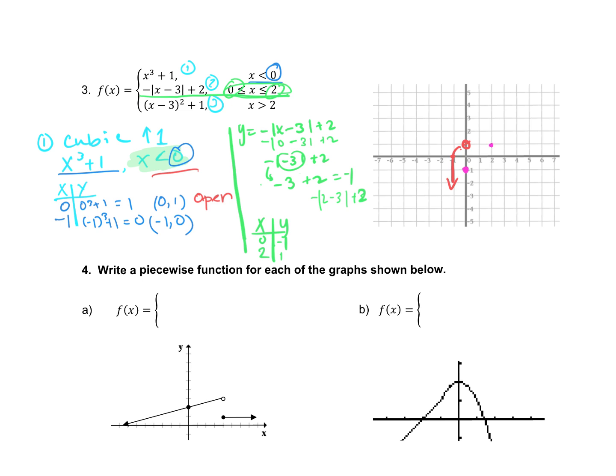Now this is a segment. It's an absolute value. Okay. I didn't write it, but that's an absolute value graph. So I'm going to make sure that these are connected, and it's a straight, well, it's not very straight, but it's a straight line.